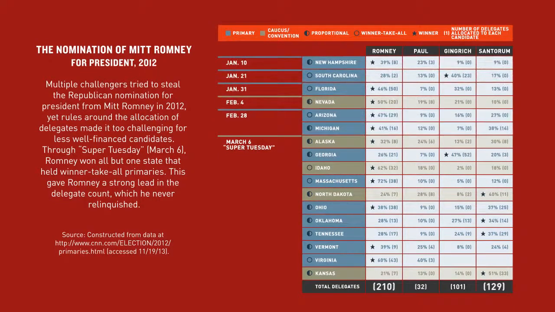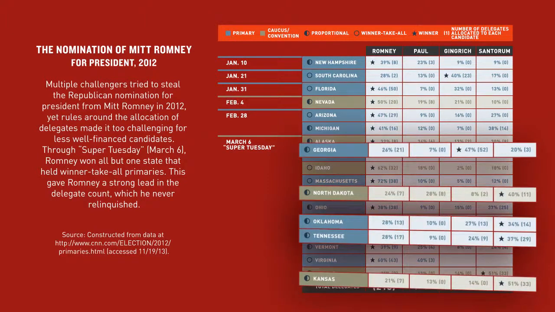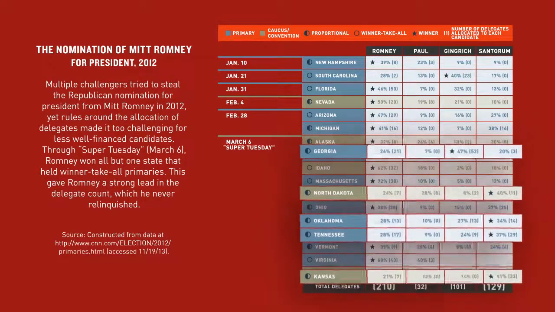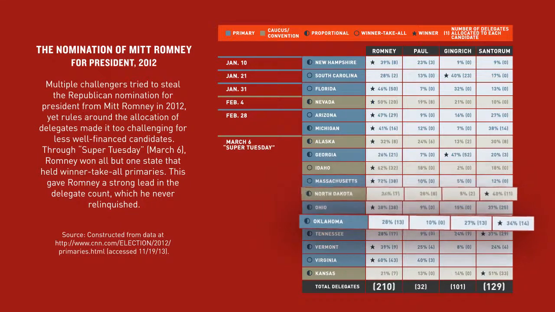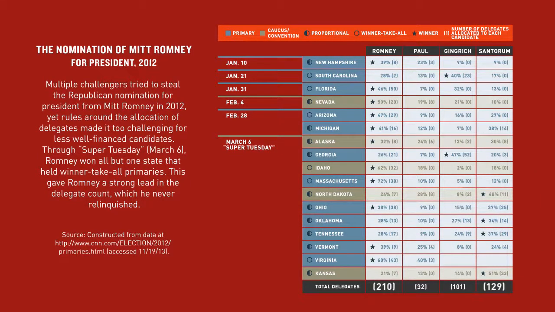The ability to still earn delegates in races where he didn't win proved to be fundamental to Romney's successful nomination bid. If states like North Dakota or Oklahoma had been winner-take-all instead, Rick Santorum may have proven to be a far more formidable opponent.